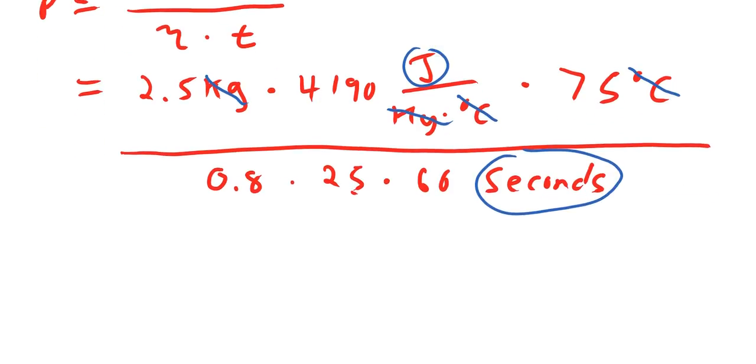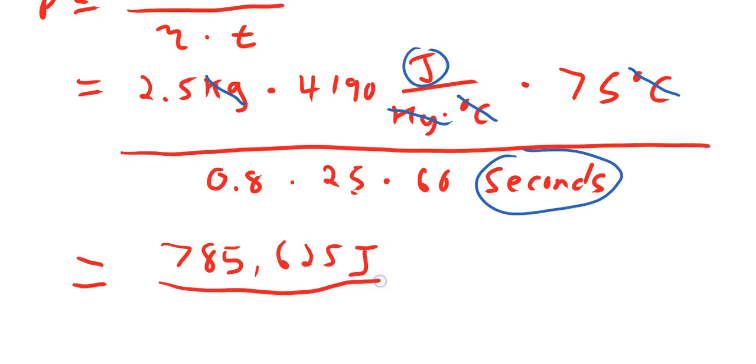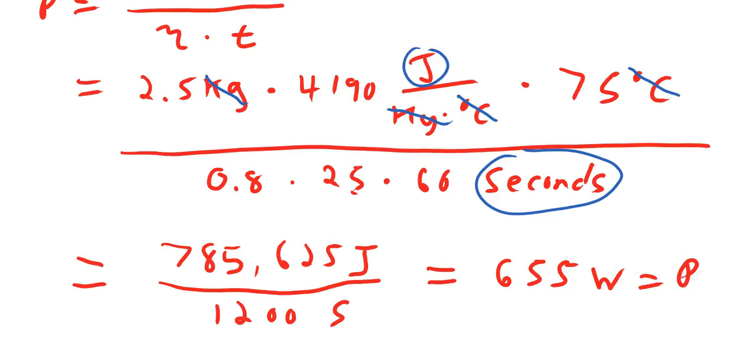Now, we have 2.5 multiplied by 4,190 multiplied by 75 in the numerator of this equation, and that gives us 785,625 joules divided by 0.8 times 25 times 60, or 1200 seconds. And if we do the division on that, we'll find that is 655 watts for the electrical power.